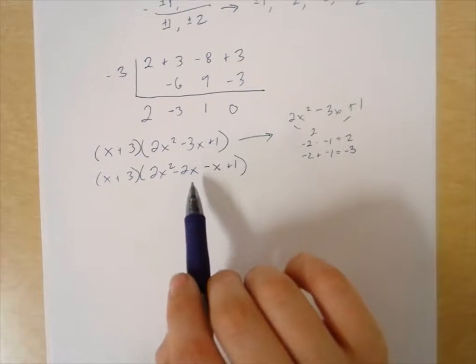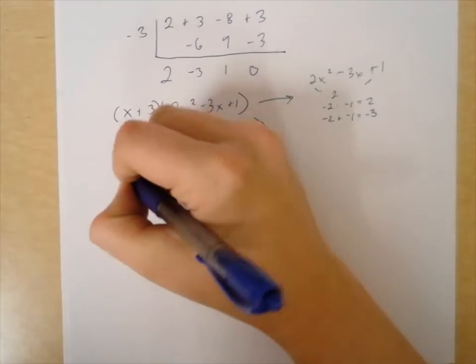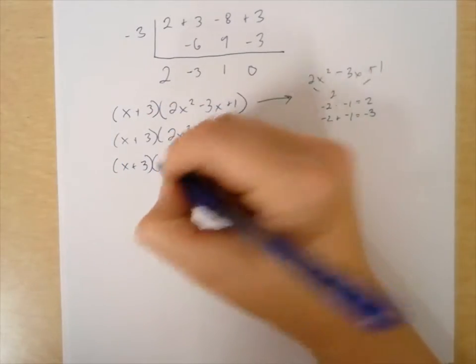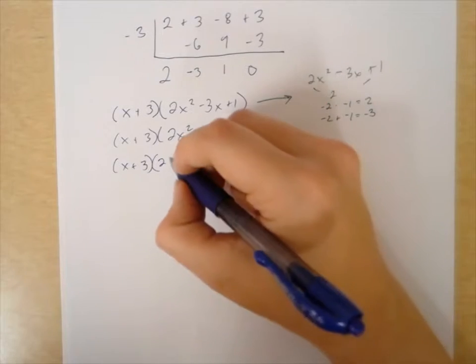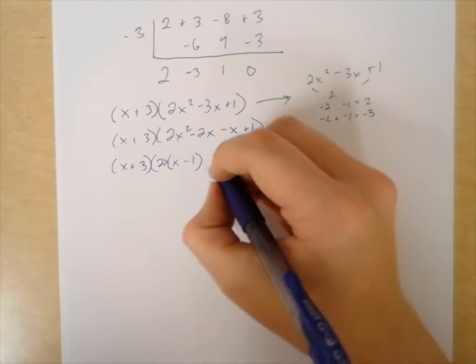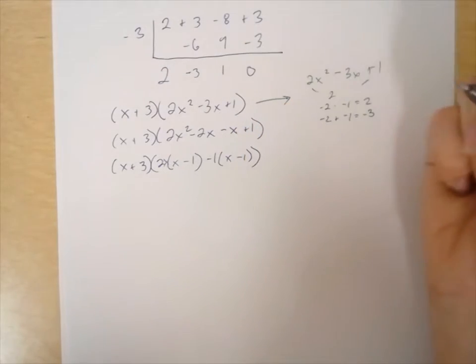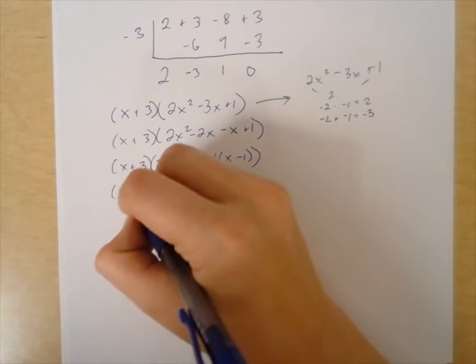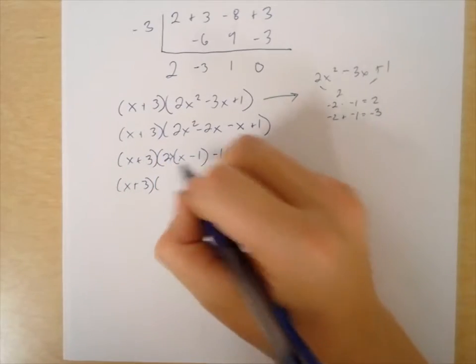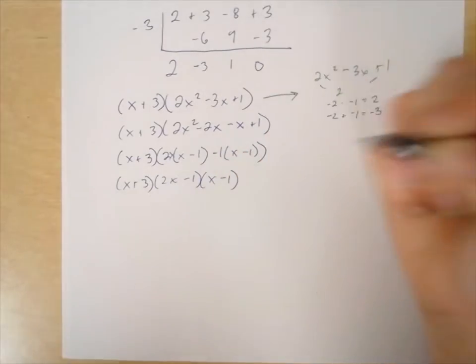I get 2x squared minus 2x minus x plus 1. Now I factor by grouping. And I get a 2x outside x minus 1. I take out a negative 1 here, and I get x minus 1. And so when I finish factoring, I get what's on the outside, 2x minus 1, and what's on the inside, x minus 1.